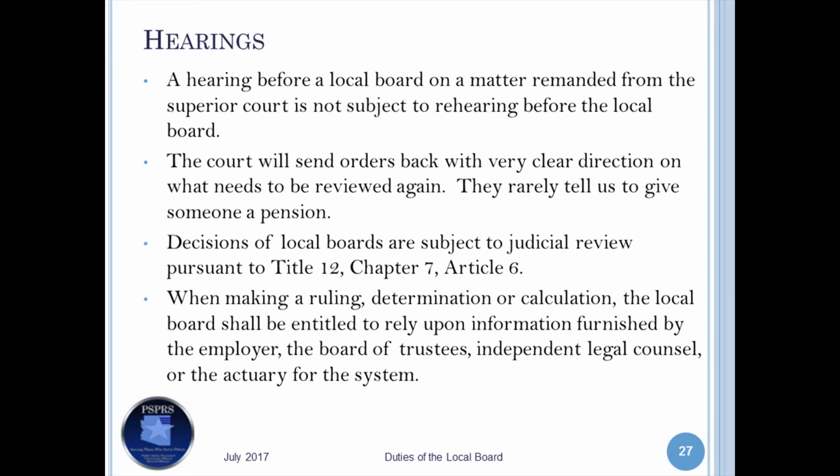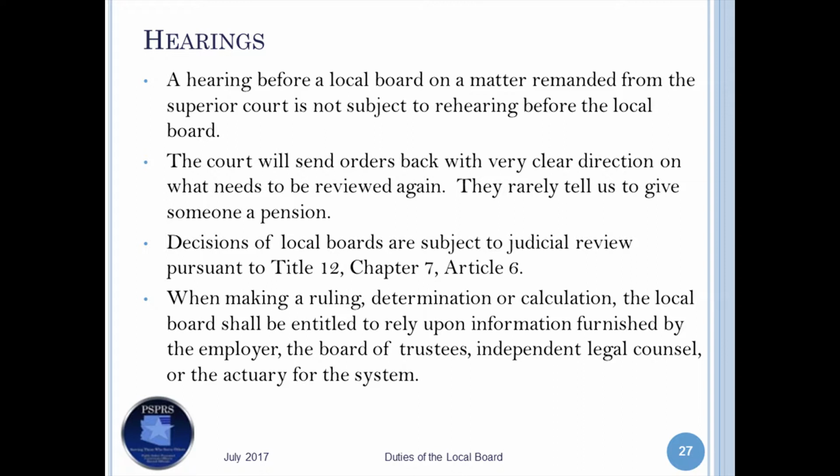Let's talk a little bit about hearings now. Hearings before a local board could go before the Superior Court. The court can then send orders back. It's a very clear direction. They rarely tell us to give them a pension. Decisions of the local board are subject to judicial review. In other words, this is where a person has made application, you've denied it, we've denied it, they can still go to the Superior Court and get another opinion.